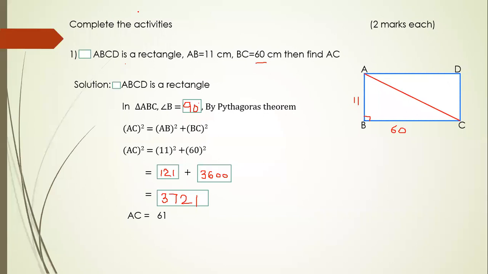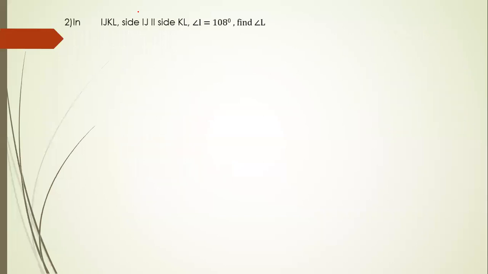Now let us move to the next sum. Sum number 2. In quadrilateral IJKL, side IJ parallel to side KL. Angle I equal to 108 degree. Find angle L. So here you can see the quadrilateral which is given to us.